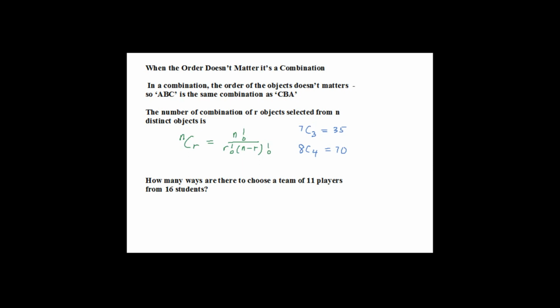Now I'm going to discuss combination. When the order doesn't matter, it's a combination. In a combination, the order of the objects doesn't matter. So ABC is the same combination as CBA.